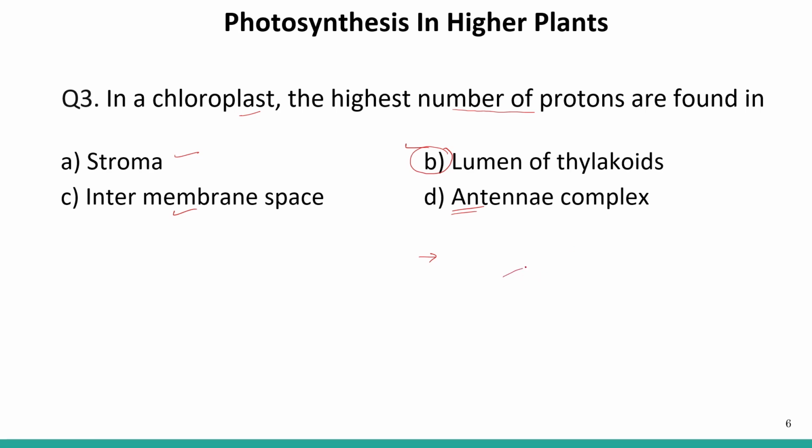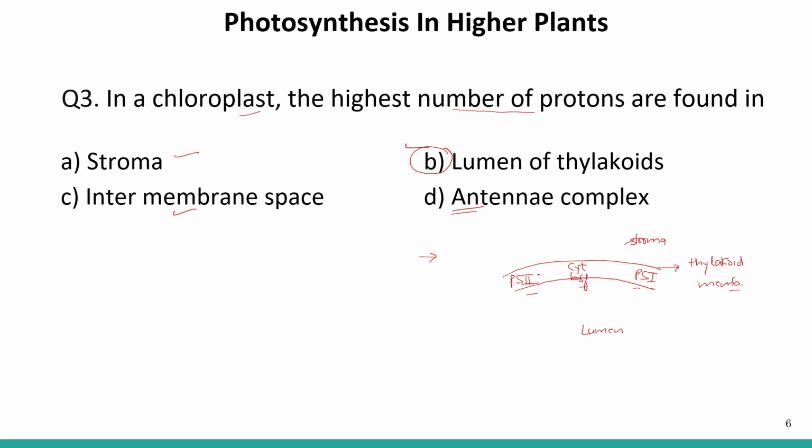Alright, so if we talk about the chemiosmotic hypothesis, what happens? Here we have photosystem 2 in the thylakoid membrane, then we have cytochrome b6f, here we have photosystem 1, this is the stroma, and this is the lumen of the thylakoid. This is the thylakoid membrane. So these complexes are present in the thylakoid membrane.